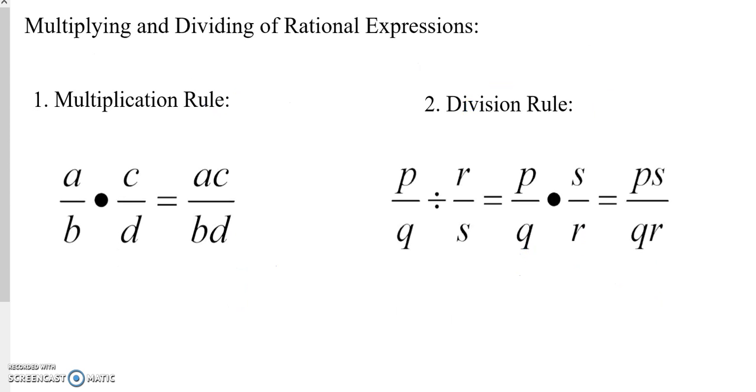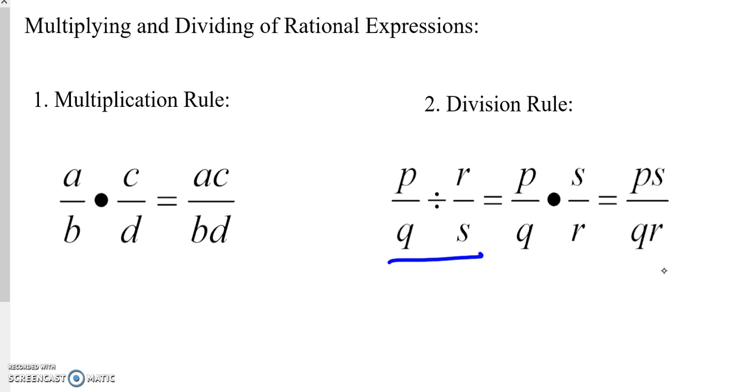So if we come to the notes about multiplying and dividing rational expressions, here's your multiplication rule: if A over B times C over D, then AC over BD. You simply just multiply across. Your division rule is that if you have two fractions, P over Q divided by R over S, you can take P over Q and multiply it by the reciprocal S over R, giving you PS over QR.